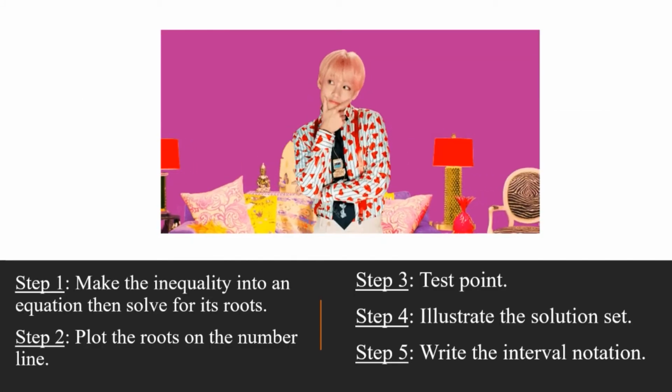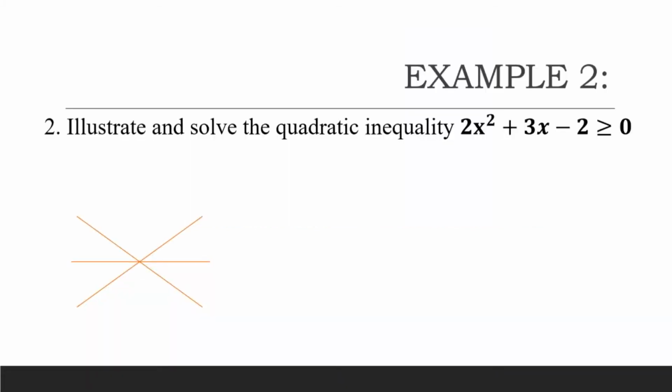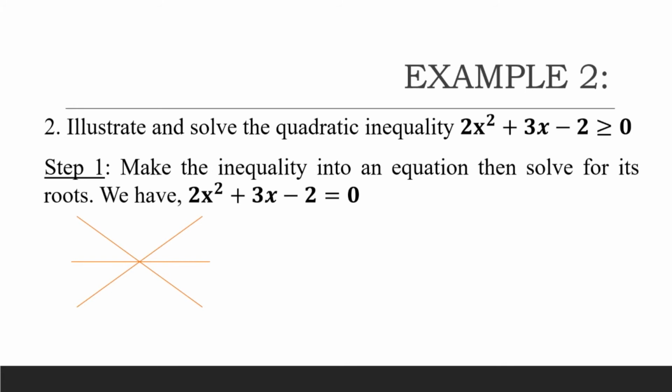Let us have another example for a deeper understanding. Example 2. Illustrate and solve the quadratic inequality 2x squared plus 3x minus 2 greater than or equal to 0. The first step is for us to make the inequality into an equation and solve for its roots. So we now have 2x squared plus 3x minus 2 equal to 0. This quadratic equation can be easily solved using factoring. So I have here now the asterisk method.